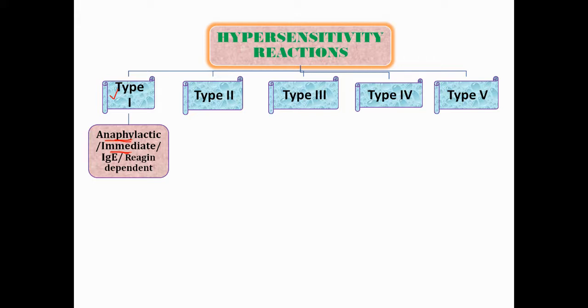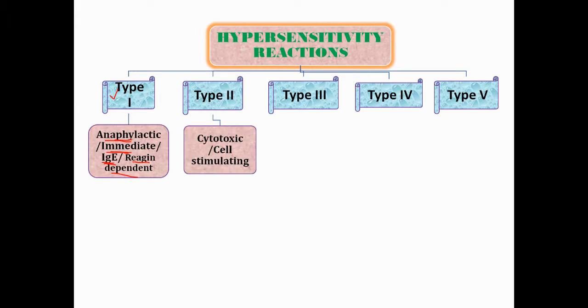As I described in the previous slide, based on their time they are classified into immediate and delayed. Therefore, type 1 comes under the immediate type, and so it is also known as the immediate hypersensitivity reaction. As it is mediated by immunoglobulin E, it is also known as IgE hypersensitivity reaction, and also as reagin dependent. These are the various synonyms for the type 1 hypersensitivity reaction. Then we go to the type 2 hypersensitivity reaction.